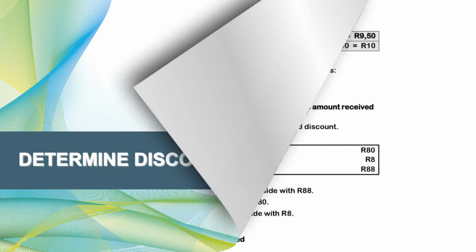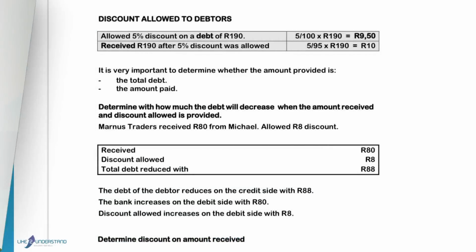Good morning. We will pay attention to discount allowed to debtors today. Allowed 5% discount on a debt of R190. The total debt equals 100%, and that total debt equals R190. So if I want the discount, it will be 5 divided by 100, and that will give me R9.50.